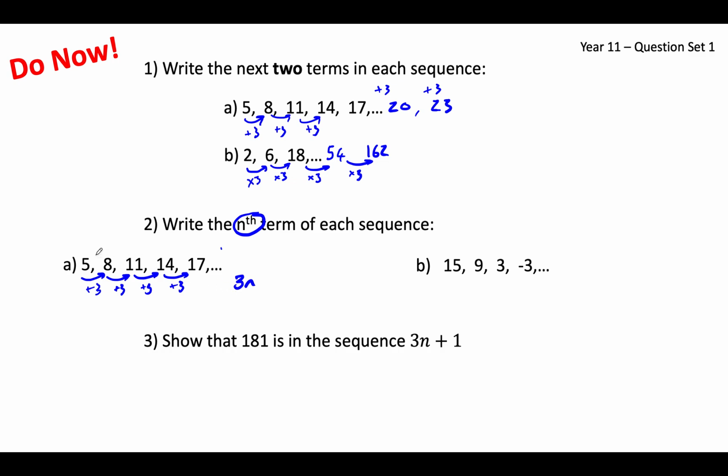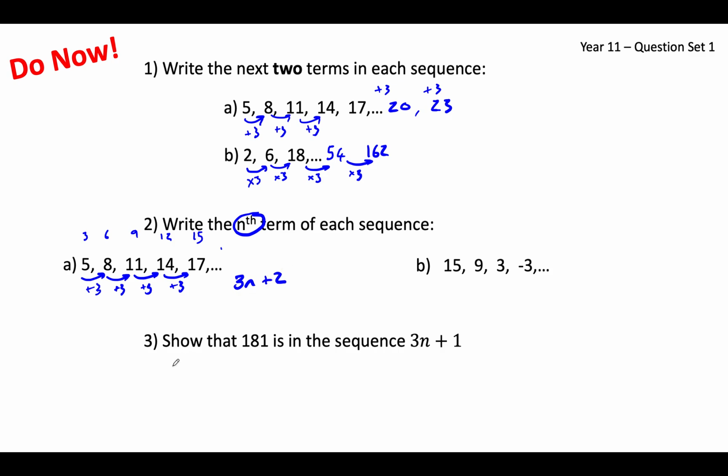Now, my sequence, though, isn't the 3 times table. If I look at this, if I actually write the 3 times table above it, you'll see that clearly it isn't. But it is kind of close. It's going up in threes, and actually each one of these is only 2 more. My sequence is actually only 2 more each time, which is why it's 3n plus 2.